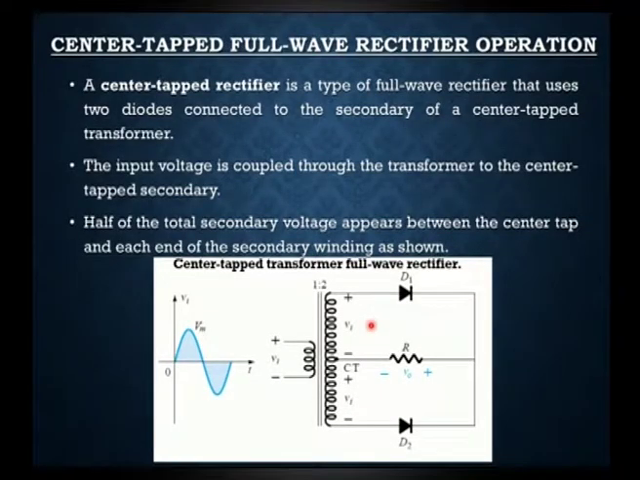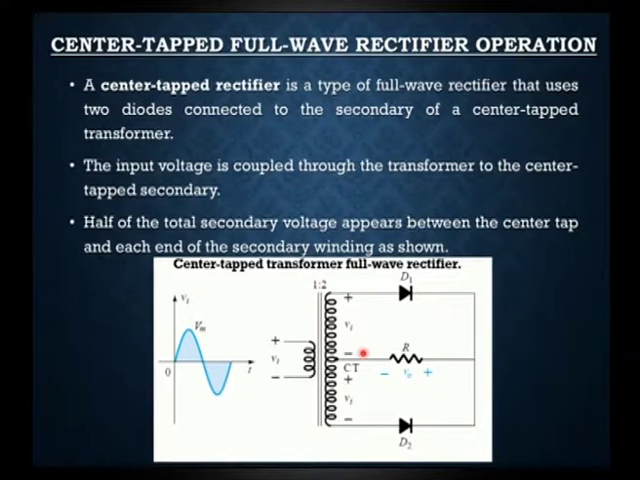A center tapped rectifier is a type of full wave rectifier that uses two diodes connected to the secondary of a center tap transformer like this. This is the center tap transformer. For this we are going to connect two diodes, D1 and D2, as shown here, and the input is coupled through the transformer to the center tap secondary.